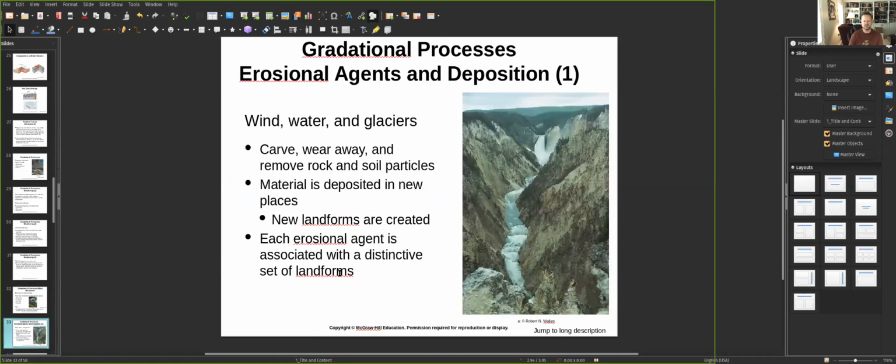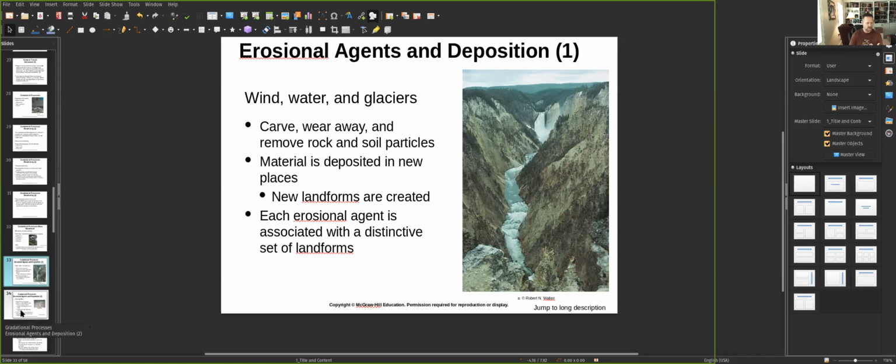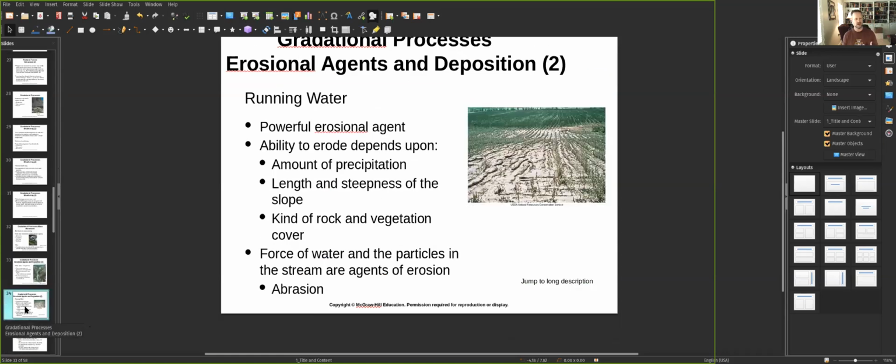One of the other things we see is water, okay? Water movement is huge. And the faster the water is moving, the more erosion is going to take place. So fast moving water is going to erode more than slower moving water. And we have different issues with that as well. Running water is one of the most powerful erosional agents that are out there. And it's essentially just wearing stuff away.